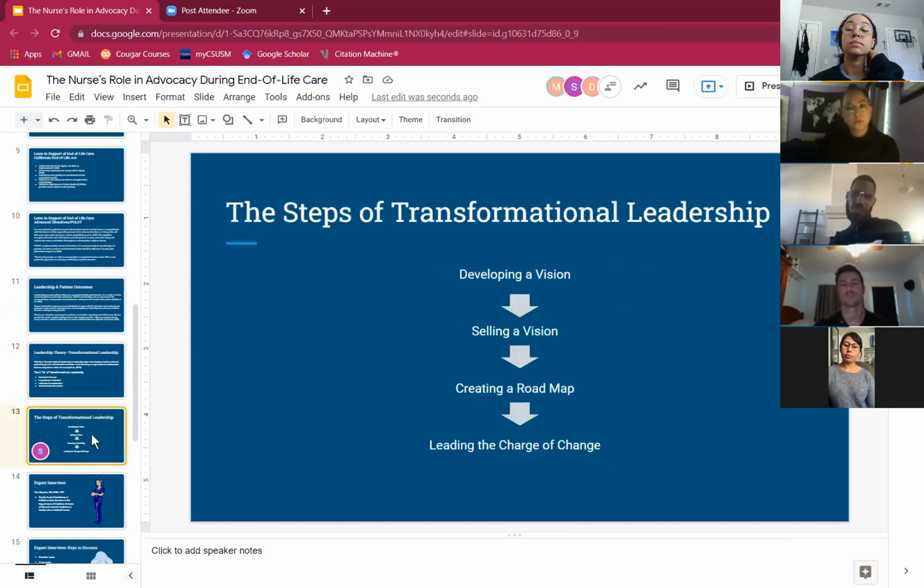This is a flow sheet of the steps of transformational leadership, where it all begins with developing a vision. Next would be selling the vision, creating a roadmap, and then leading the charge of change. Next.